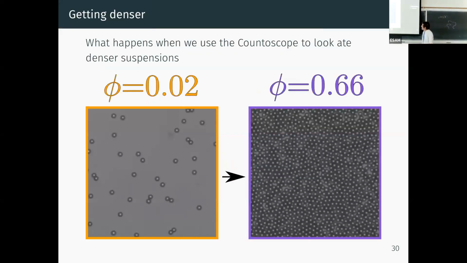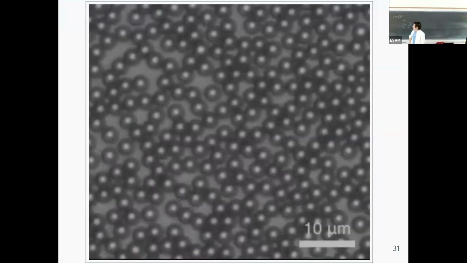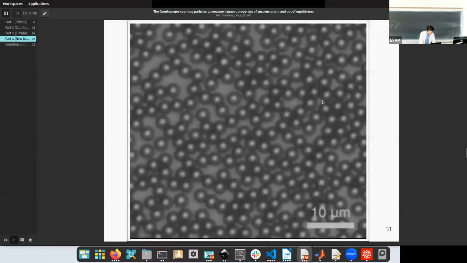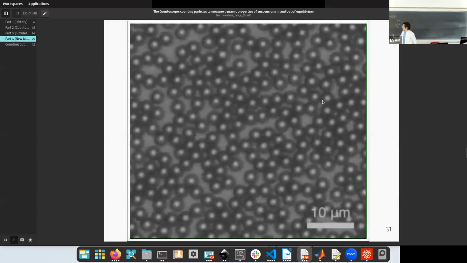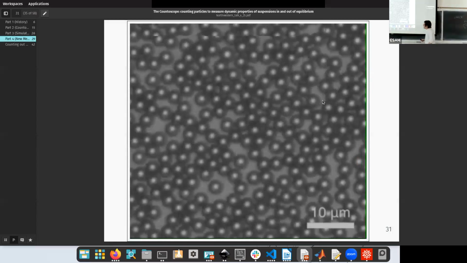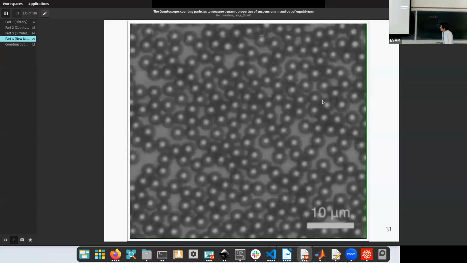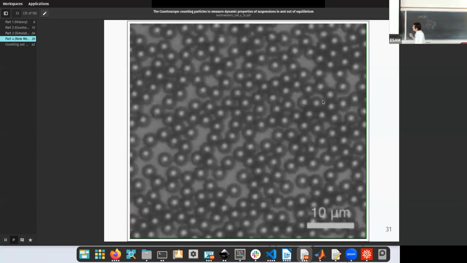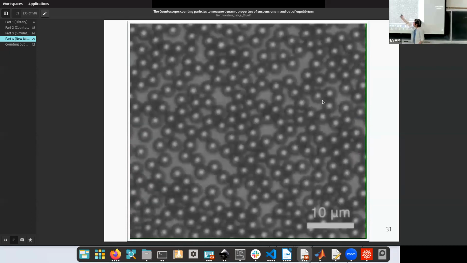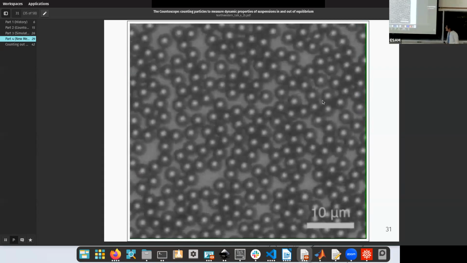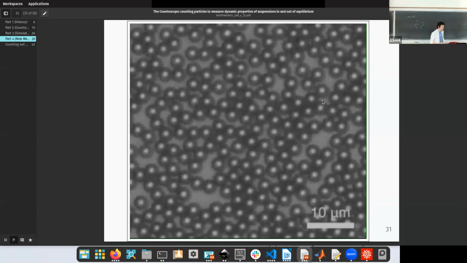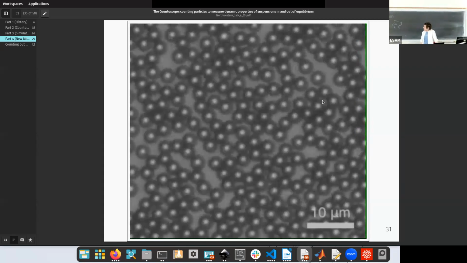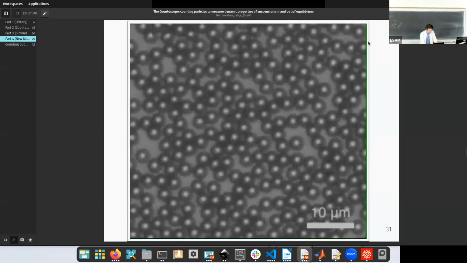Okay. So let's actually talk about dense suspensions now. I want to show you a video of what it looks like to be in a dense suspension. Now, as opposed to dilute suspensions, you're actually kind of hard-pressed to find a particle that isn't interacting with another one. So now, particles interacting with each other is the norm rather than the exception.